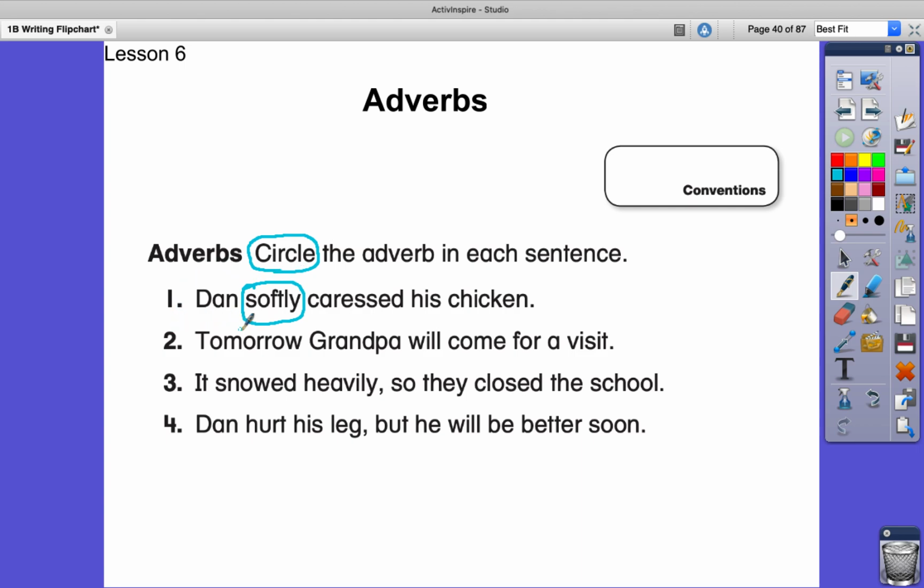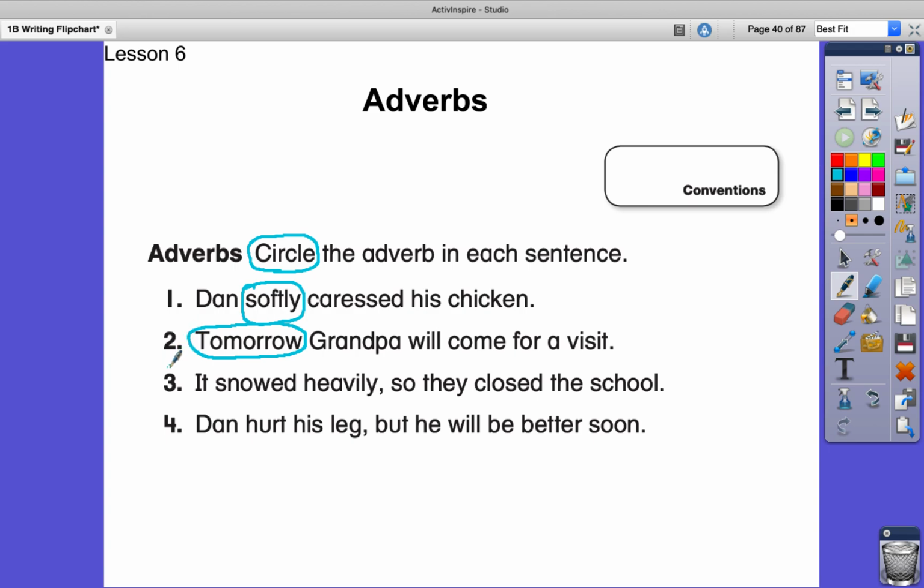Number 2, tomorrow, Grandpa will come for a visit. So adverbs also answer the question when. So let me ask this. When will Grandpa come for a visit? Tomorrow, Grandpa will come for a visit. So we should circle the word tomorrow in sentence number 2.